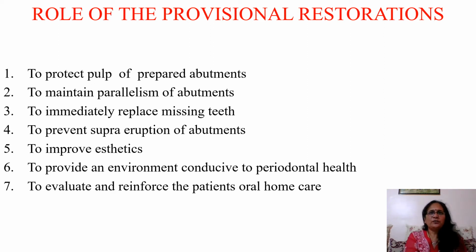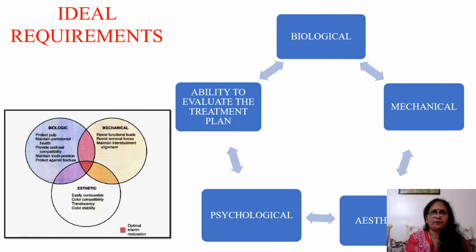Role of the provisional restorations: they should protect pulp of prepared abutments. They should maintain parallelism of abutments. They should immediately replace missing teeth. They should prevent supraeruption or drifting of abutments. They should improve aesthetics. They should provide an environment conducive to periodontal health. They should evaluate and reinforce the patient's oral home care.